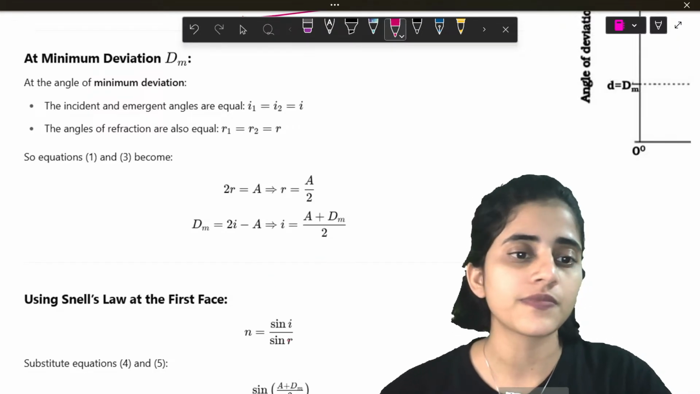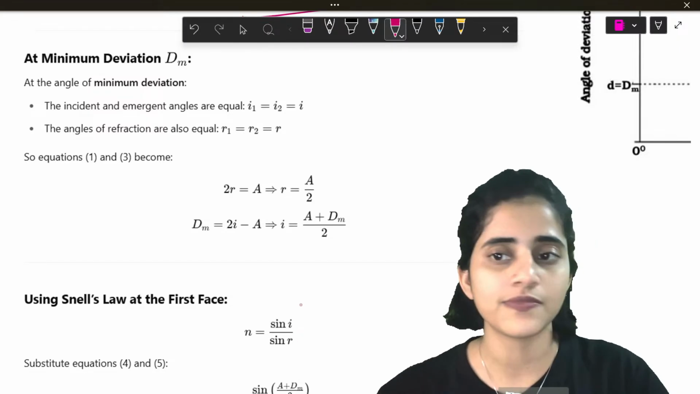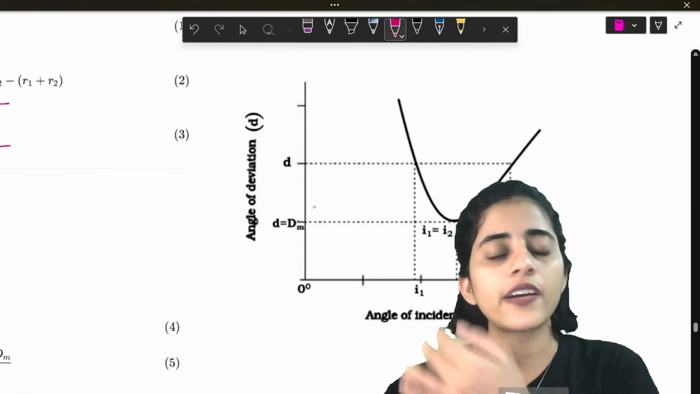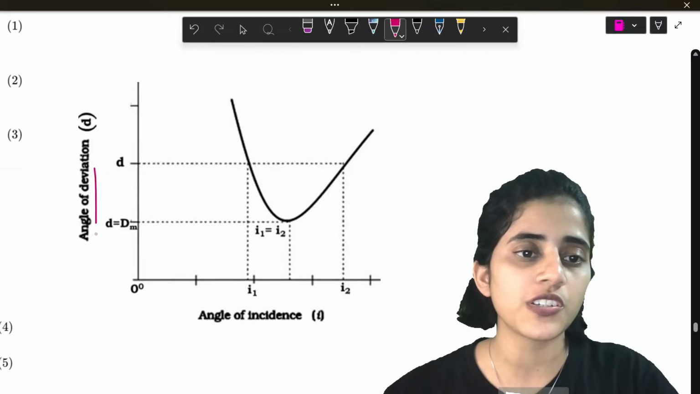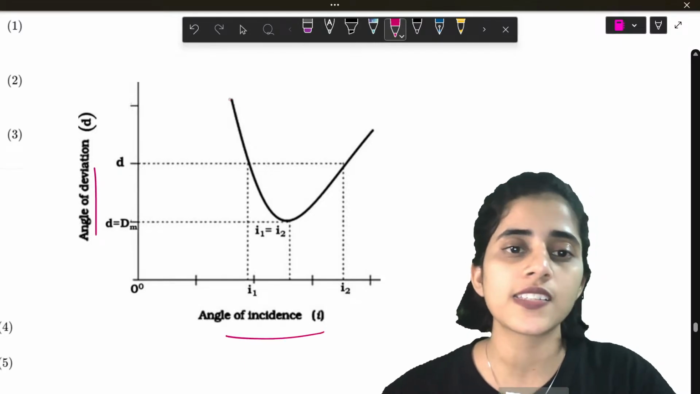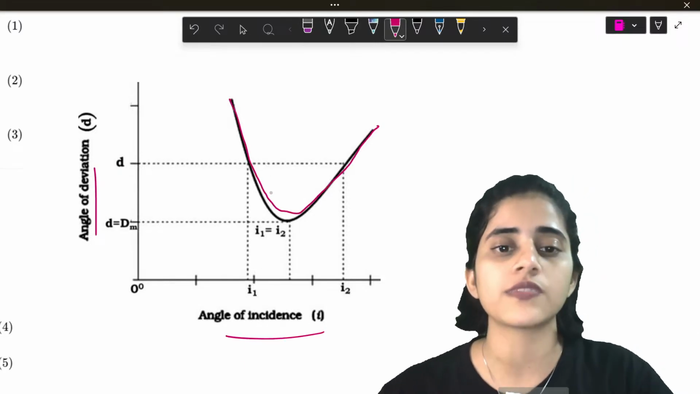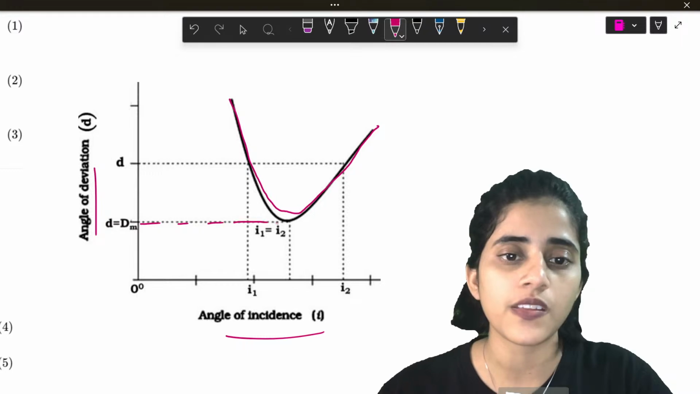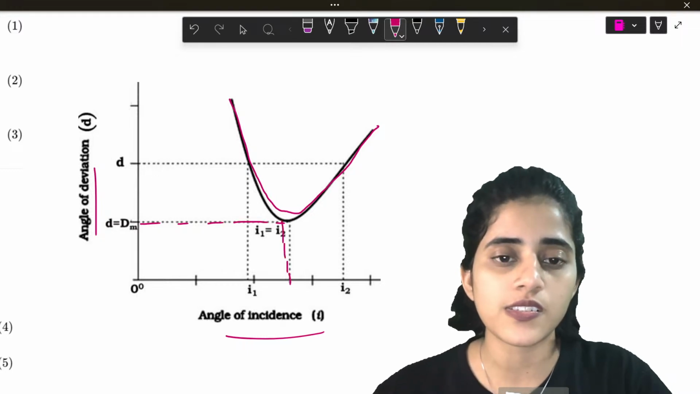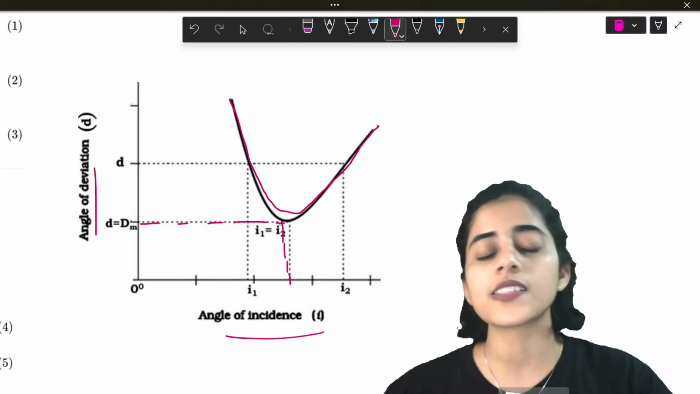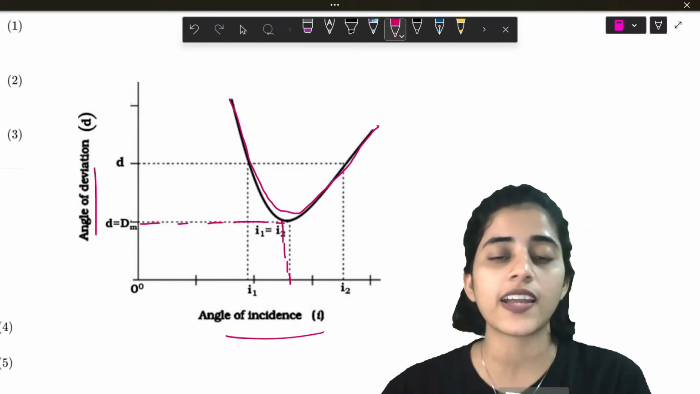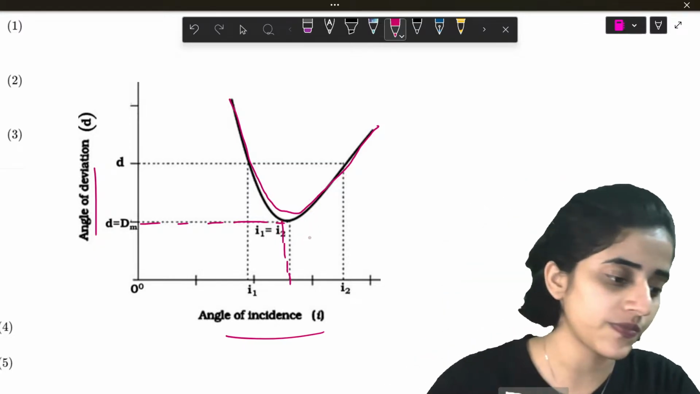Now this is a graph. This is a graph for angle of deviation and angle of incidence. So this is this thing. Okay. So this is i1 equals i2. This is the lowest point. This is the angle of minimum deviation.